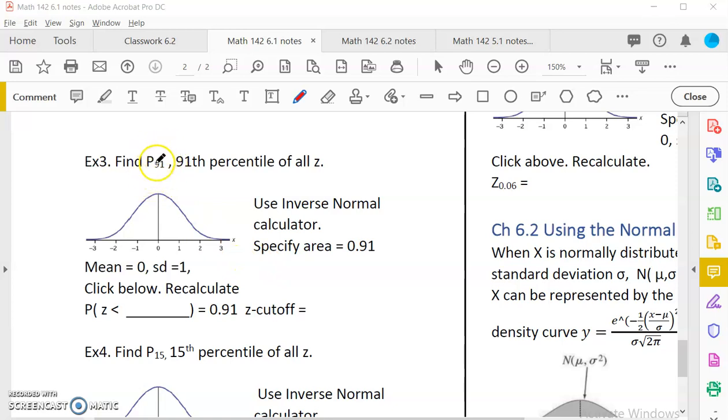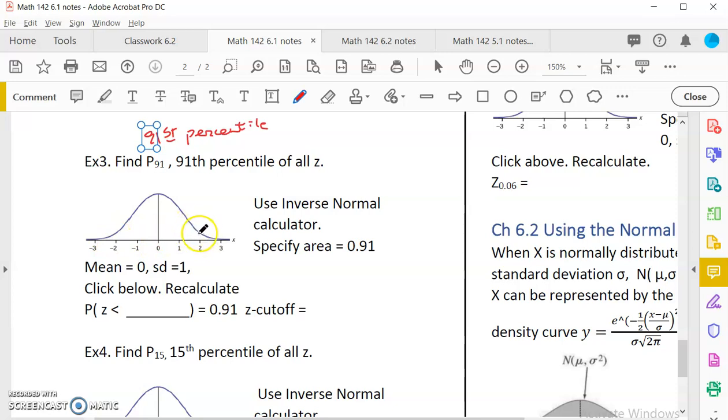This notation means the 91st percentile. So maybe you need to tell what particular z-score is at the 91st percentile, and you want to find that particular value. Remember, percentile means this particular value is at or larger than 91% of the data.